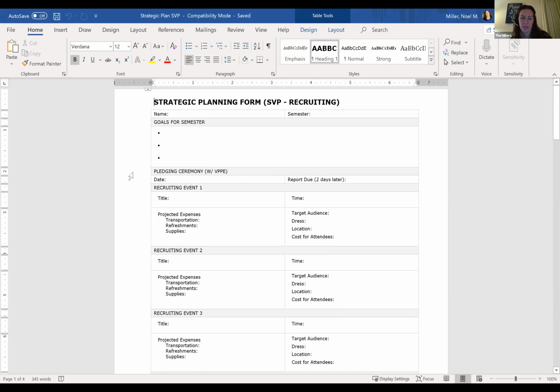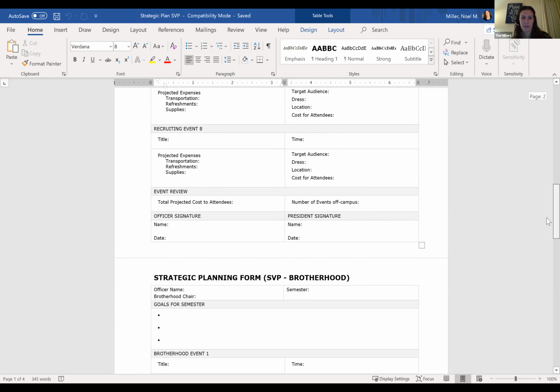So your goals for the semester, your pledging ceremony date, and then at a very high level, right? We're not into our detailed planning yet, but at a high level, what do you expect your recruiting events to look like? So Alexa, this would be where you could put in, right, like mentee mentor panel, and the potential time, just time of day. And you'll notice that it doesn't call for a specific date here, but you could populate that if you wanted to.